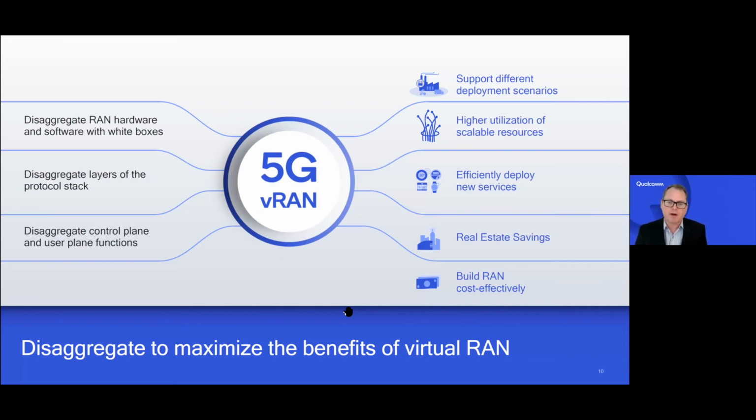So when we looked at the 5G vision of all the different services we wanted to support, it's obviously not just about getting macro cells out into a network with more centralized baseband. It's actually about how does the system overall adapt? What are the different ways things can be configured and that the hardware and software can come together to enable this efficient deployment of new services? There's also real estate savings and the ability to build the RAN itself more cost effectively.